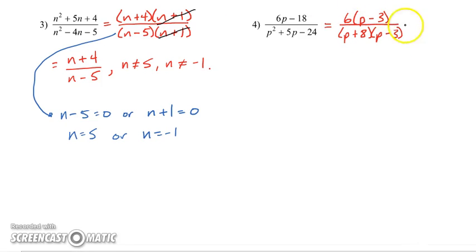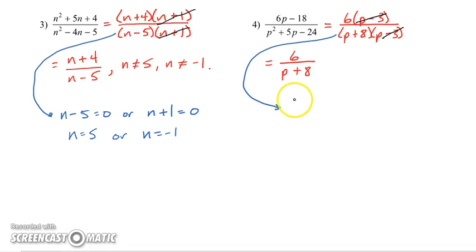And here again, I fortunately have a factor that simplifies. My p minus 3's will divide out. So I can write my expression using what's left over as just 6 divided by p plus 8. And when it comes down to which values I can't have, well, if p plus 8 were to equal 0, that would be bad news, because I'd get 0 on bottom.